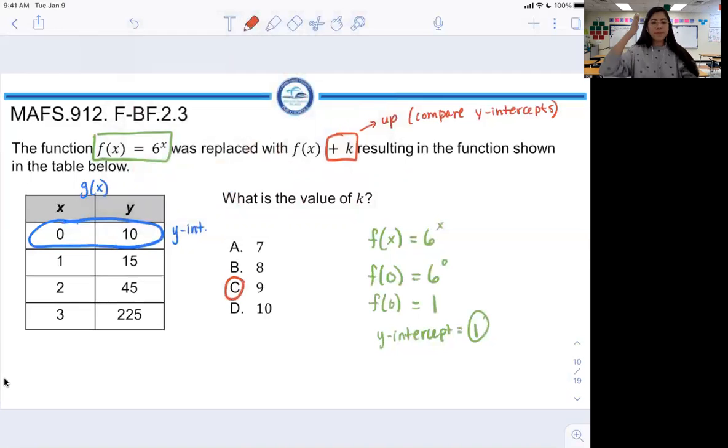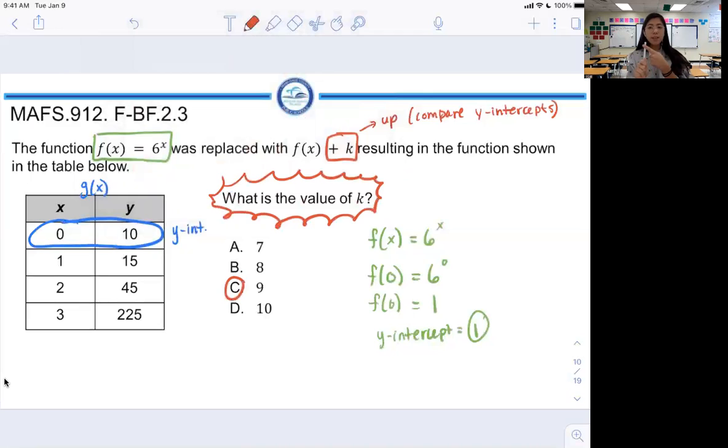All right. So there it is, guys. Long story short, anytime it asks you what is the value of k, like this question right here, you have to think to yourself, am I comparing x-intercepts or y-intercepts? Then you have to figure out the x-intercept of both or the y-intercept of both, and then see how far away they are from each other. So do I have any final questions? There's one more problem for this standard, but do I have any questions right now?